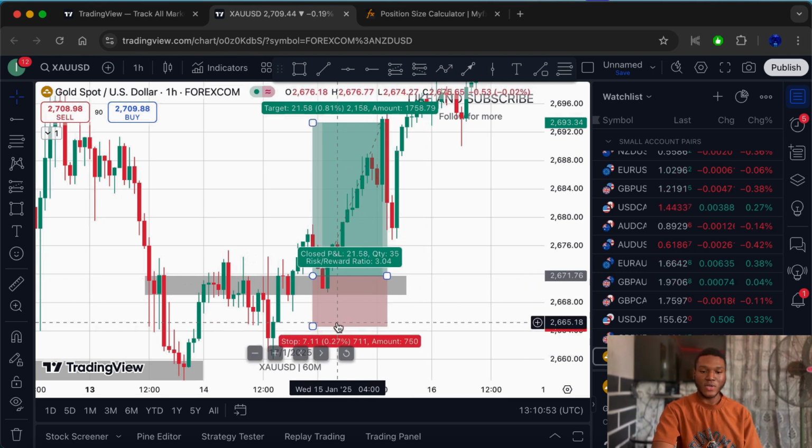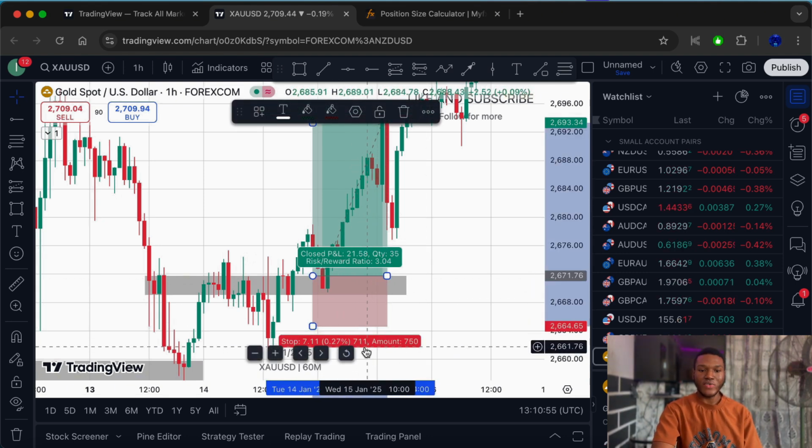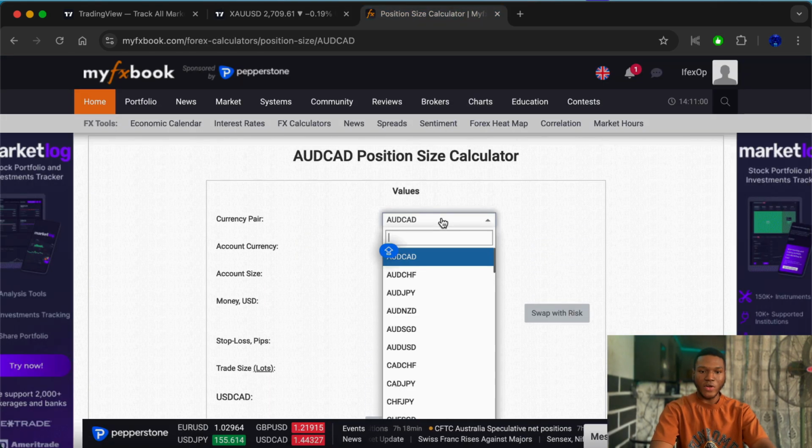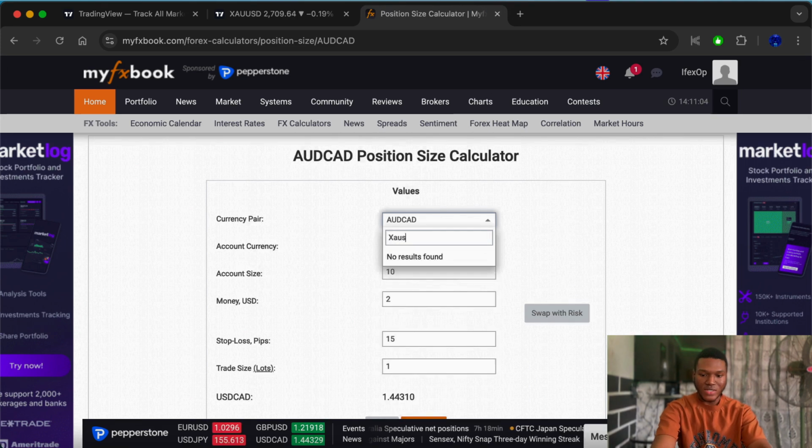But now look at this stop loss. You see the stop loss literally says 711 points. So let's imagine we wanted to trade this on a small account. If we have gone to gold, we could have gone to a small account here. We'll search for XAU. So you simply search for XAU USD.